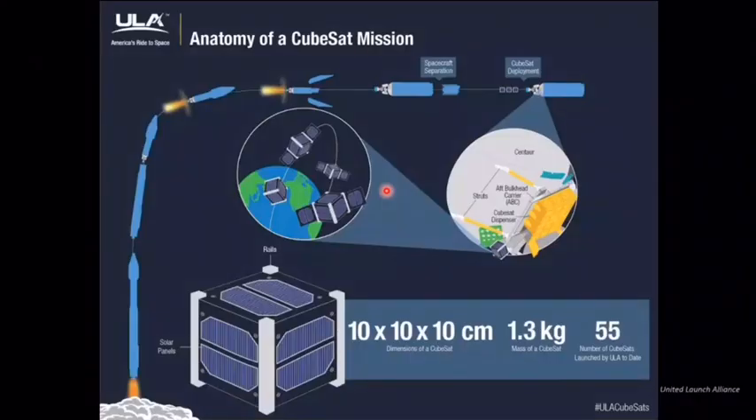Now this is the anatomy of a CubeSat mission. So the first thing you need, if you have built the CubeSat, is a launch vehicle. A launch vehicle has multiple stages. You separate the stages at different altitudes of space, and ultimately you launch the satellites in space. Once you launch, the next thing is which orbit you launch into.